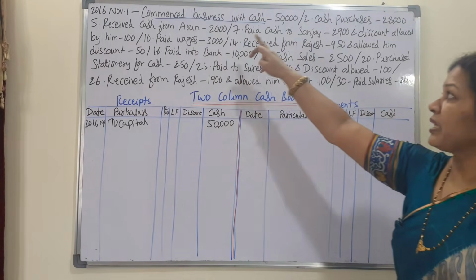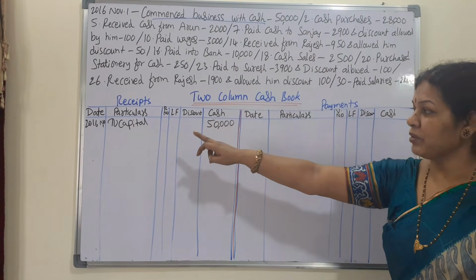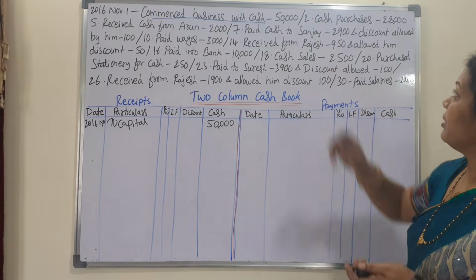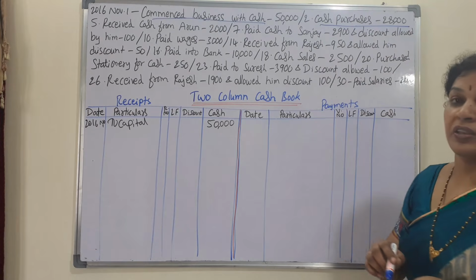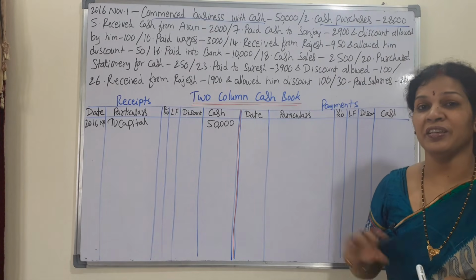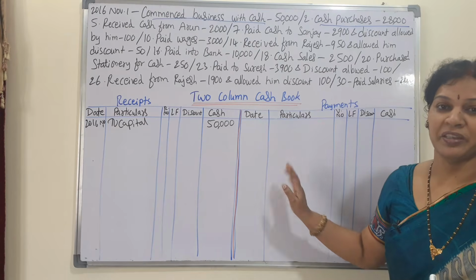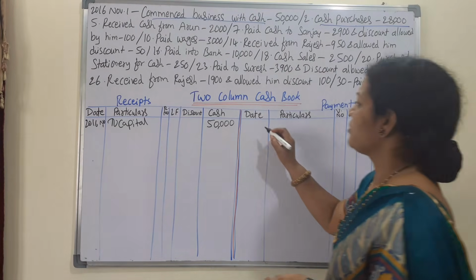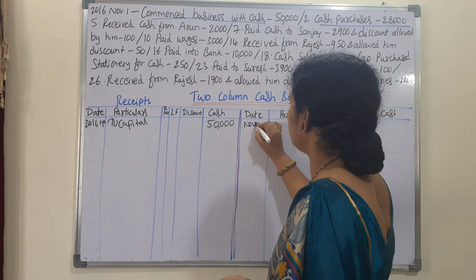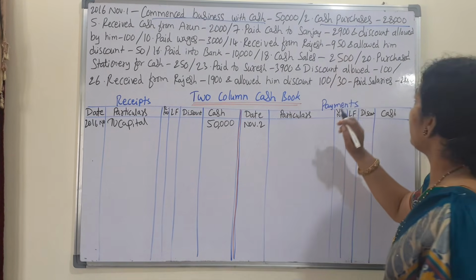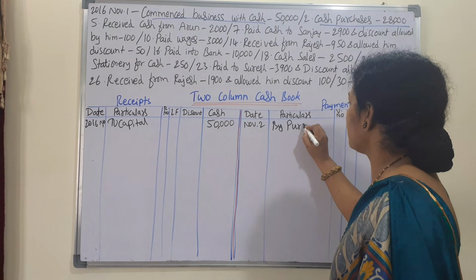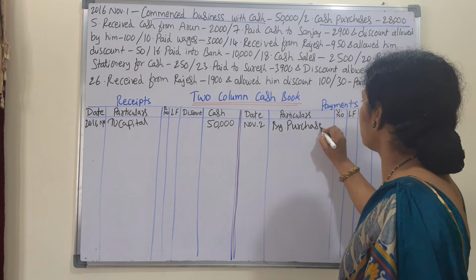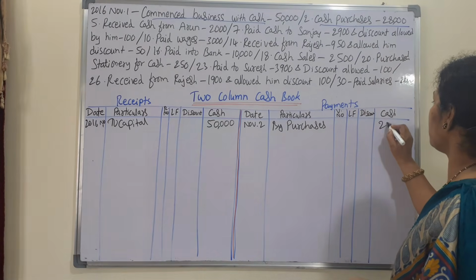So the first one is over: commenced business with cash of 50,000, to capital 50,000. Then after that, cash purchases 28,000. Purchasing anything is a payment. All the payments will be on the credit side. So this is on November 2nd, by purchases, 28,000.